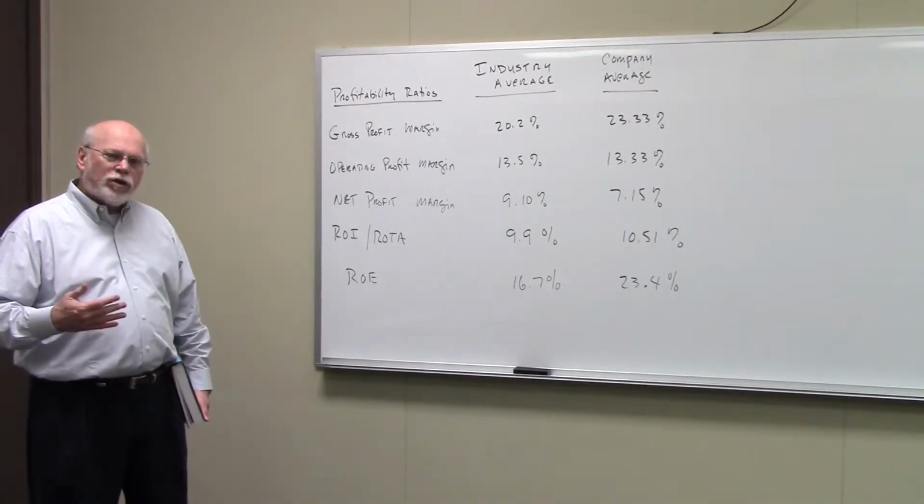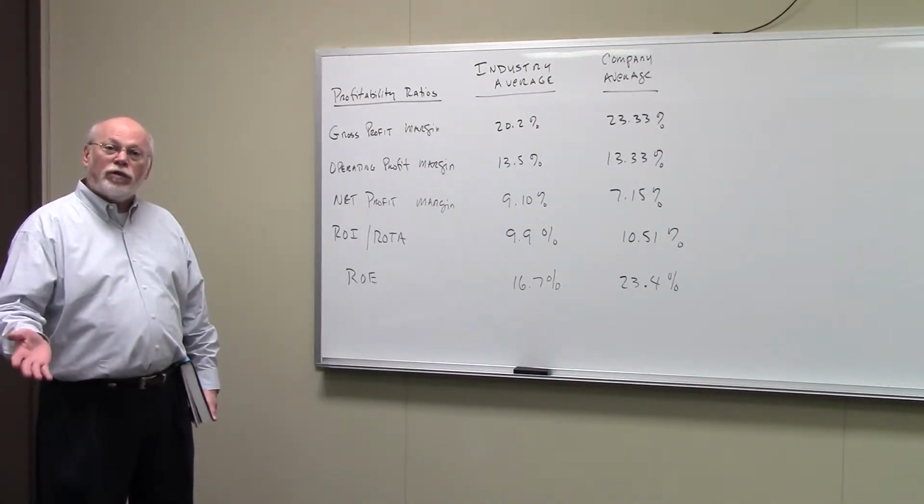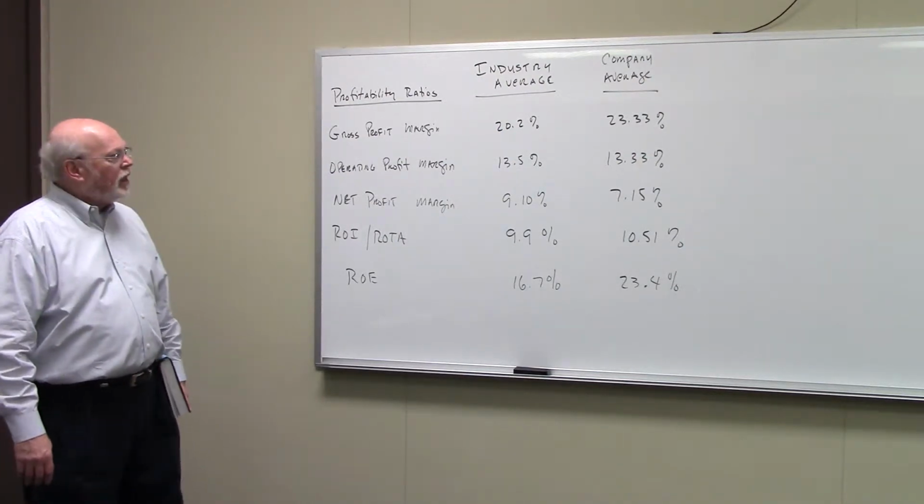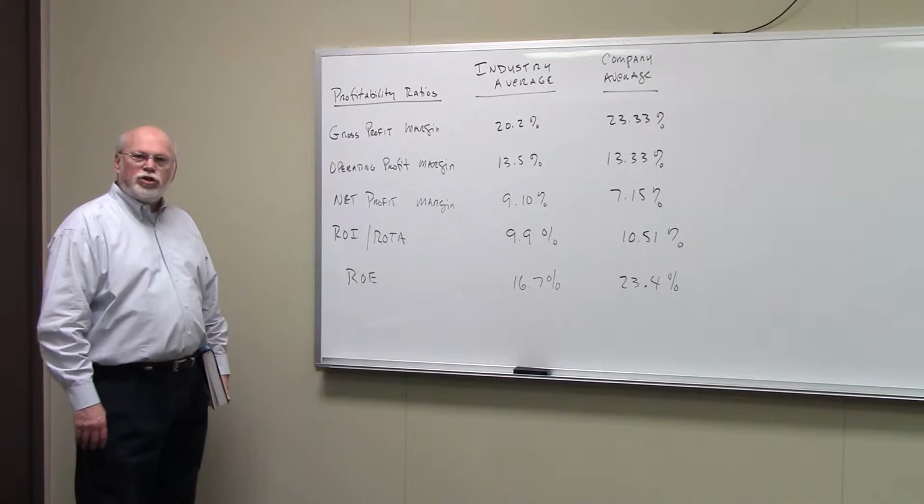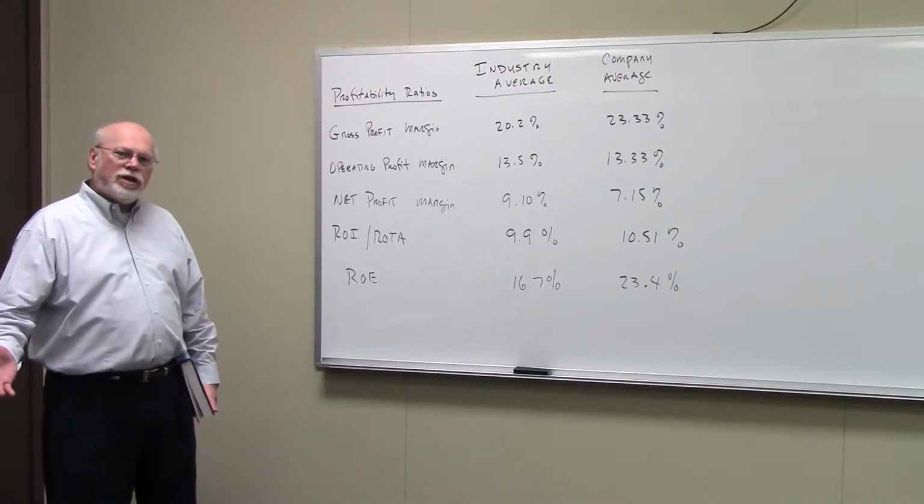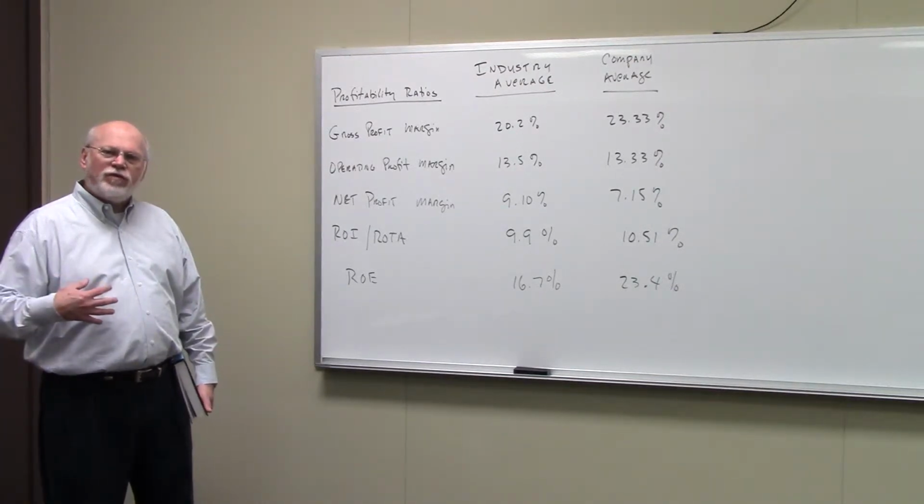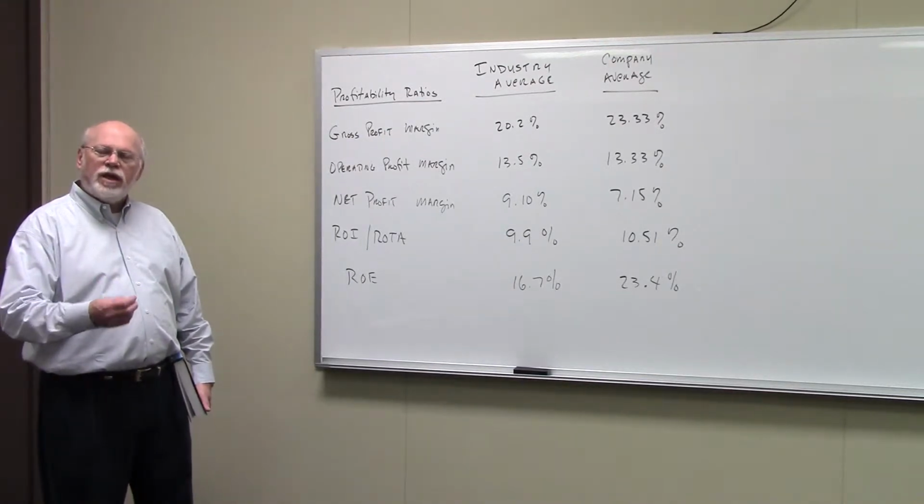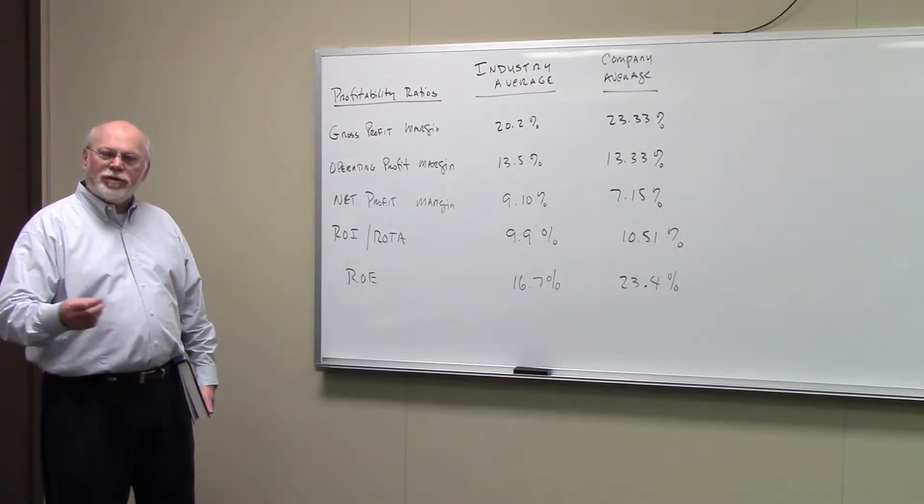All things being equal, of course, you like the gross profit and all these profitability ratios to be what? To be higher as opposed to lower. The industry average is 20.2%. The way you would look at this as an analyst is that Fox Manufacturing's ability to generate gross profit off its revenue is superior to that of the typical firm in the industry.